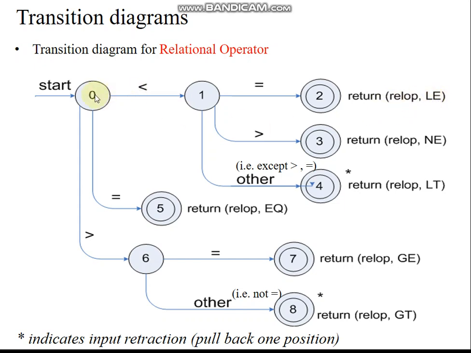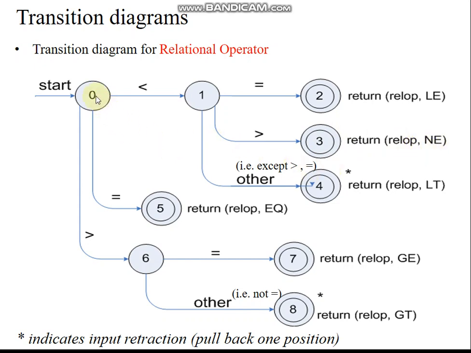Then not equal is represented in the form of less than followed by greater than. It moves to the first state, then moves to the third state over the greater than. So the combination of less than and greater than is called not equal. Not equal is also accepted by the state transition diagram, so it is recognized as a relational operator, and it returns the relational operator with the name NE.